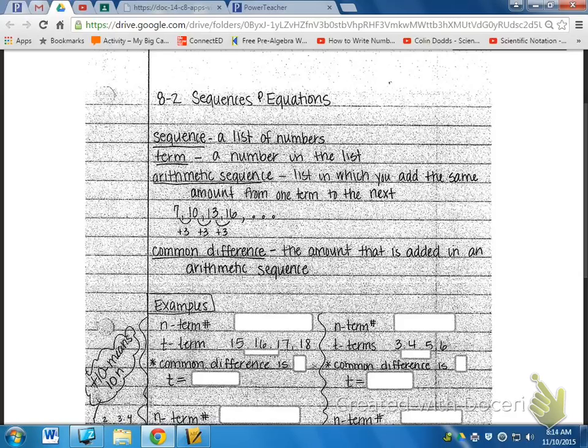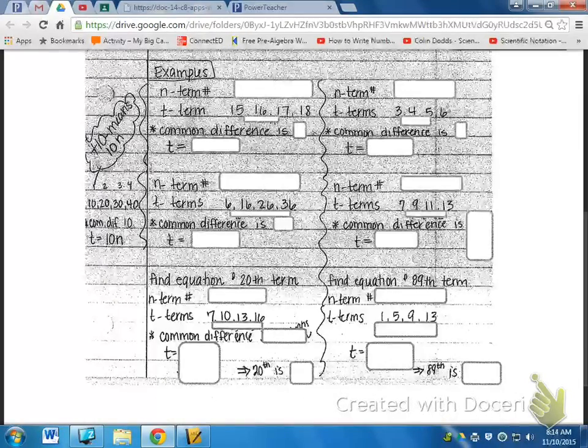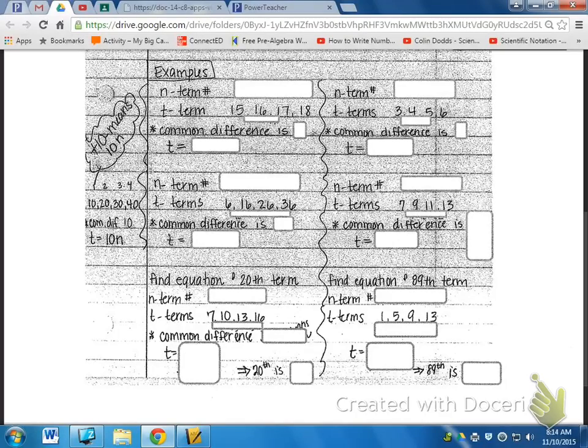The common difference is the amount that is added in an arithmetic sequence. It's kind of an ironic name because you know you're adding the same amount, but it's called common difference. That's kind of strange, but that's what it's called. And it's going to be important that you know the common difference in each set. So let's look at some examples, and it's really important that you write these down so that you know what to do with them. I think once you get the hang of it, you'll realize it's pretty neat how it works.